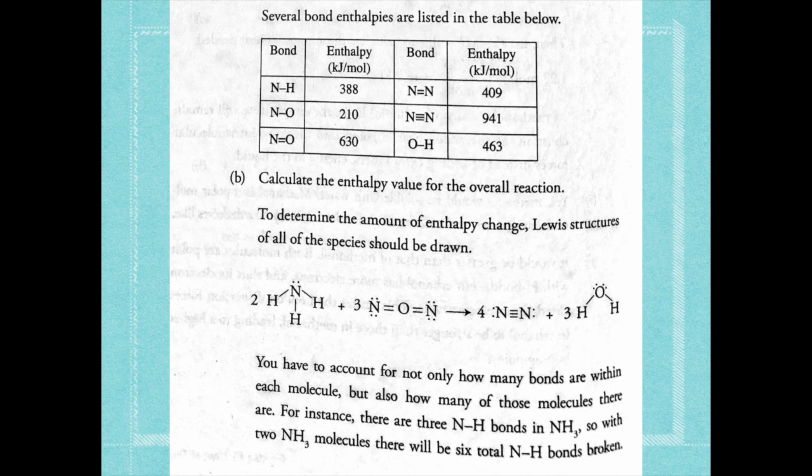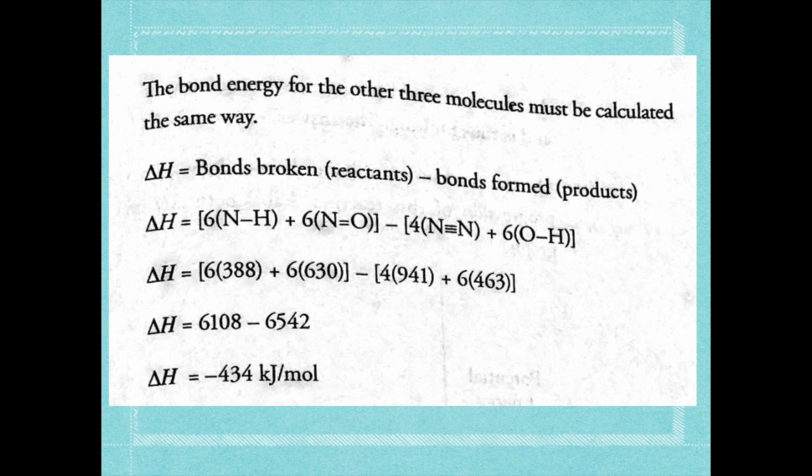For the products, you now subtract 4 times your bond enthalpy of N triple bond N, and then you would add to that 6 times the bond enthalpy of OH because you got 2 OHs in each water and 3 waters. So the math for that boils down to this. Okay? And so you have your delta H ends up being negative 434 kilojoules per mole.